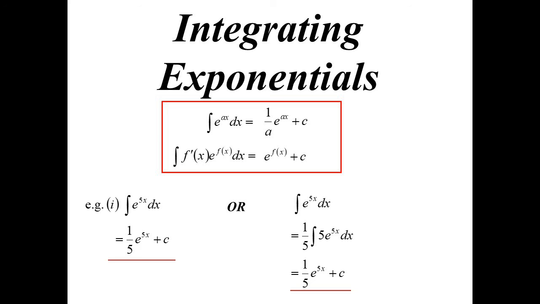So possibly with a linear function, it's easier just to go, oh well, 1 over the coefficient of x, e to what have you. Next, e to the x squared. I would like derivative times e to the x squared. Now the derivative of x squared is of course 2x. So I would like 2x. Let's create the 2x, but then I've got to halve it as well to balance it out. I now have derivative times e to the function, so I know that will go to e to the function. So I get half e to the x squared.